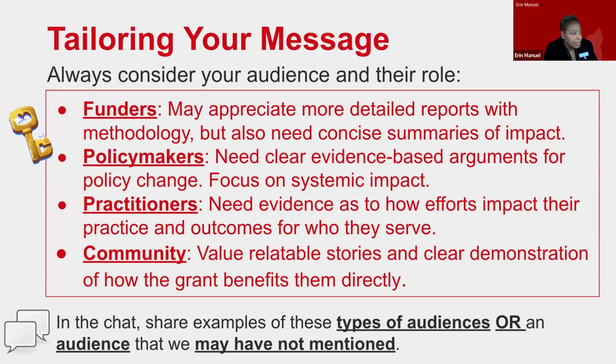And last but not least, the community needs to understand how your grant directly benefits them. They're looking for relevance, transparency, as Erin mentioned before, and a sense of shared progress. Preferred channels of communication for community members include community meetings and events. Consider sharing relatable stories, as Samantha mentioned, to show clear demonstrations of direct benefit. Using accessible language is also very important, which we'll go into a little bit on the next slide.